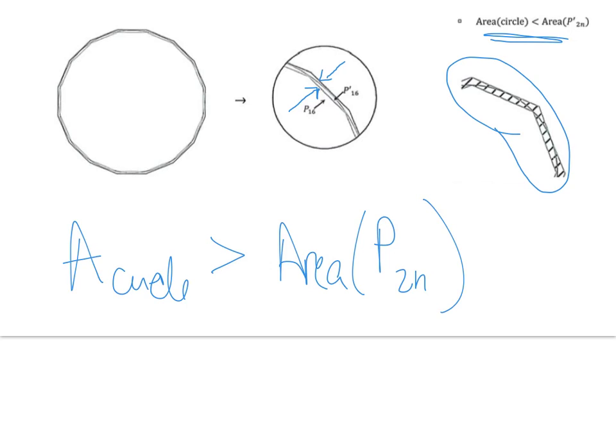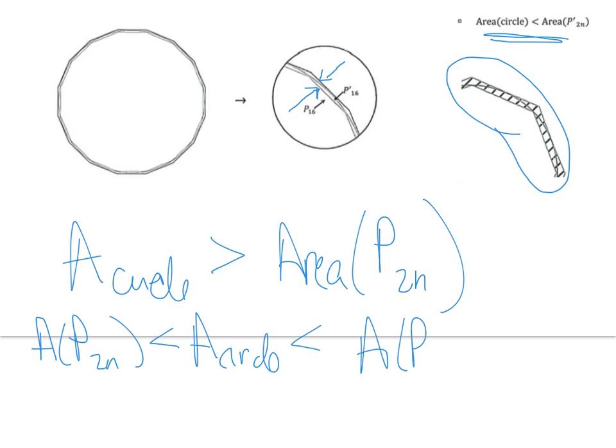Since this inequality holds for every n, we can say the area of p to the 2n is less than the area of the circle, which is less than the area of p prime 2n. That inequality holds for every n, for however many sides we make the polygon. The difference in the areas between the outer and the inner approaches 0 as n goes to infinity. This is an important thing that you'll need to know as your math gets harder.